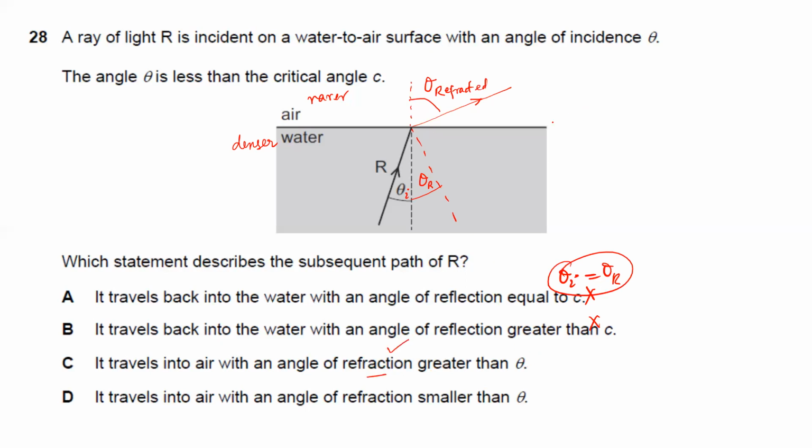Yes, theta r is greater than theta i. Travels into the air with an angle smaller than theta i? No, because it's moving from denser to rarer medium. Light moves from denser to rarer medium, and it refracts away from the normal. So that is how it looks. So answer C will be the best choice we get.